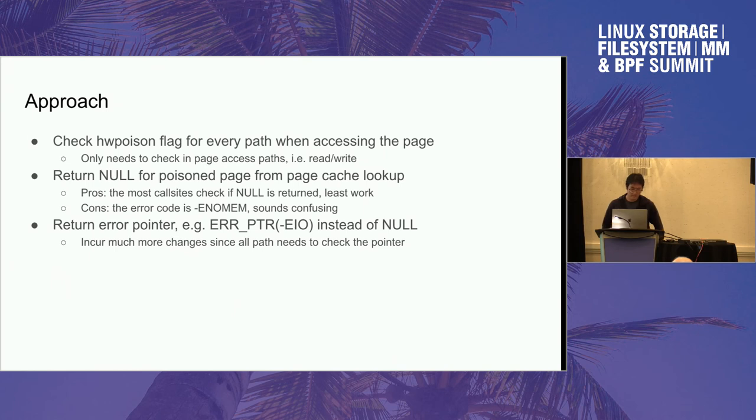And the third way is that we can return an error pointer instead of null. But this may incur more changes, because some paths don't care whether the page is poisoned, for example truncation, but they do care whether the returned page pointer is null or not. Usually the code just checks if the pointer is null. If we return the error pointer, we have to add code to tell if the page is poisoned or just a normal regular page.